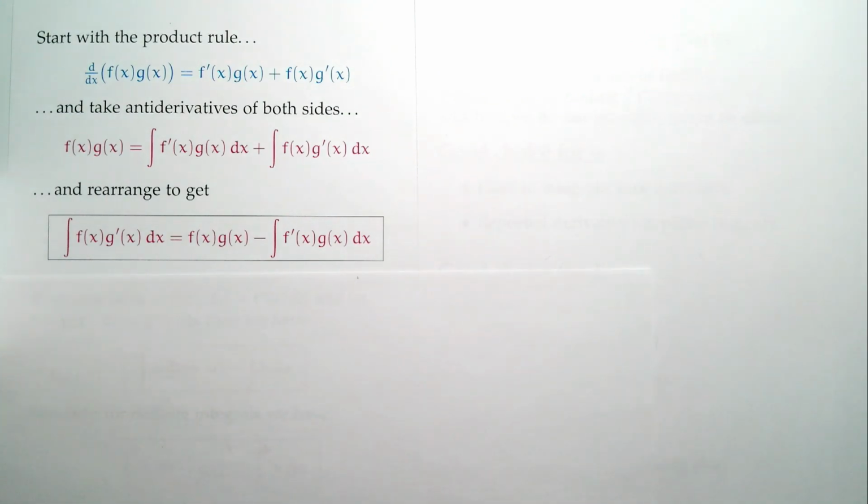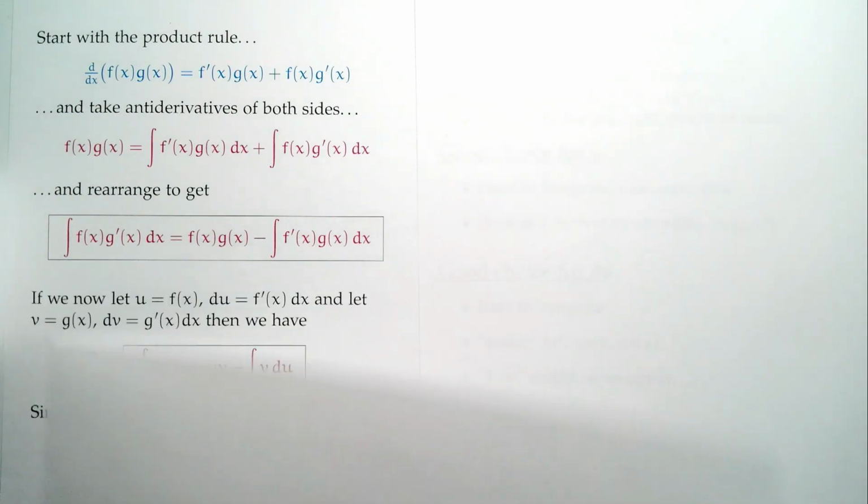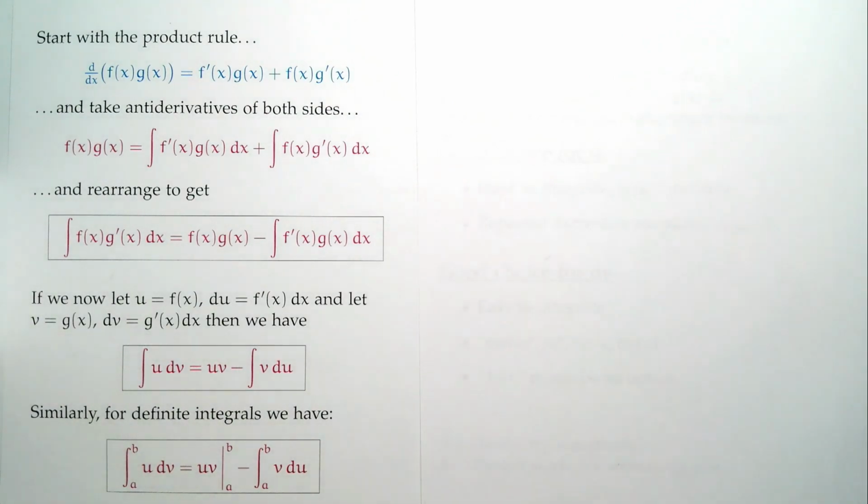Now there's another way to write this. Oftentimes what people do is we'll say, well, we're going to call this thing f of x, we'll call that u. And so then du would be f prime of x dx. And g of x, we'll call that v. So then dv would be g prime of x dx. So oftentimes it's rewritten in the following form. The integral of u dv is u times v minus the integral of v du.